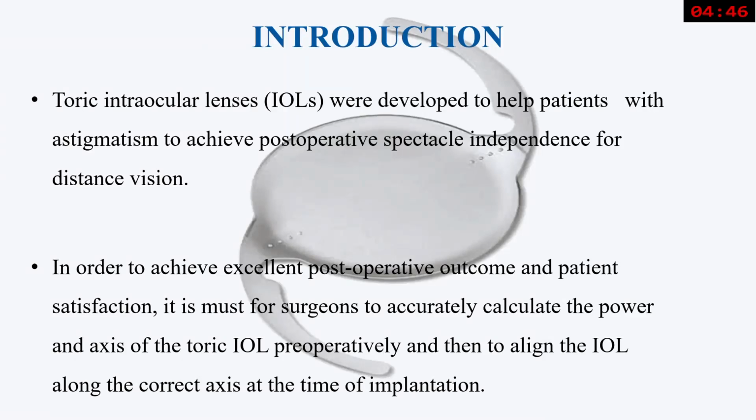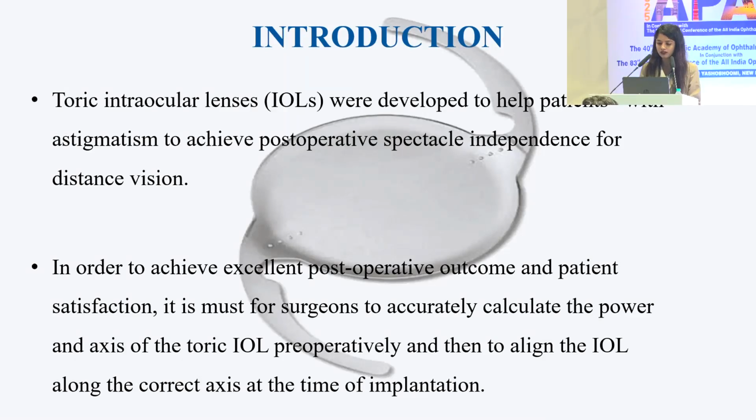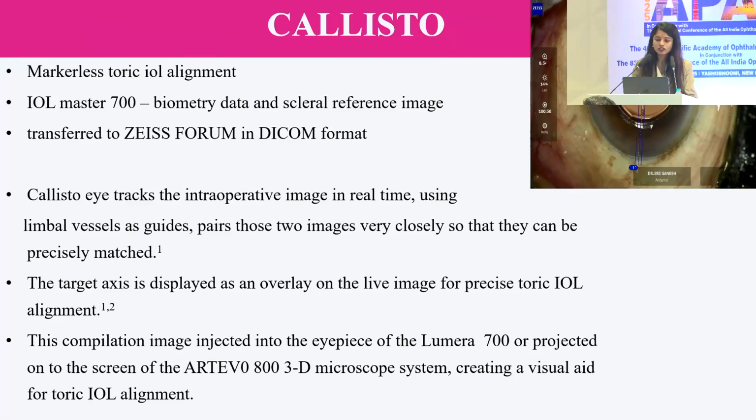Toric intraocular lenses were developed to help the patient with astigmatism to achieve post-operative spectacle independence for distance vision. In order to achieve excellent post-operative outcome and patient satisfaction, it is a must for the surgeon to accurately calculate the power and axis of toric IOL preoperatively and then to align the IOL along the correct axis at the time of implantation.